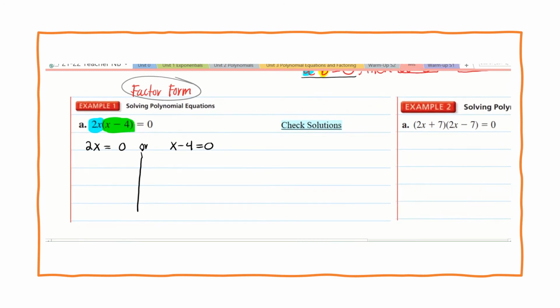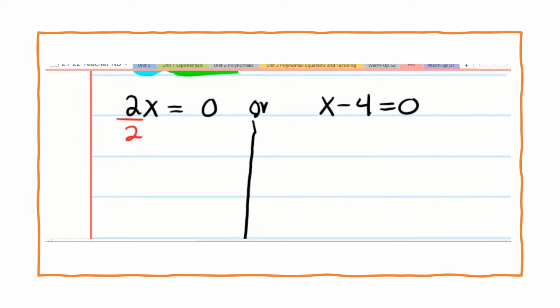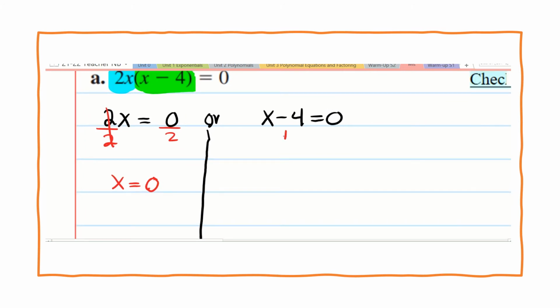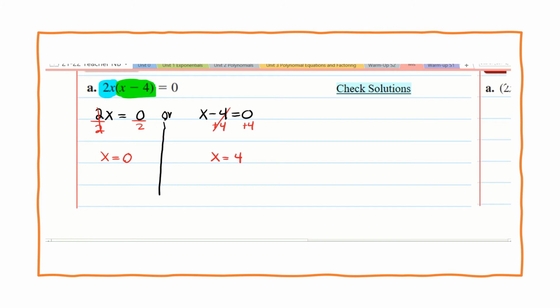On the first one, we have 2x equals 0. I want to leave x alone, so I'm going to divide by 2 on both sides. That cancels the 2 on the left side, and 0 divided by 2 is 0. So x equals 0 on the first equation. Similarly on the second equation, I'm going to isolate x by adding 4 to both sides of the equal sign, and I get x equals 4. So my solutions to this polynomial equation will be 0 and 4.